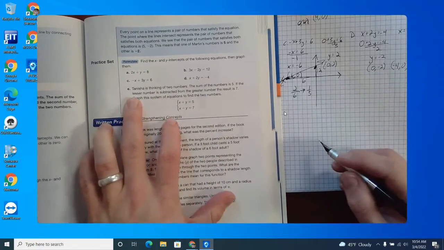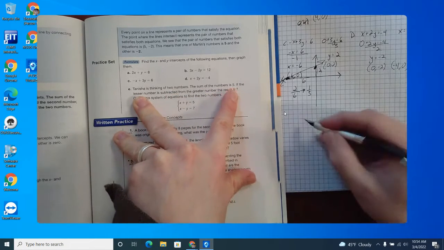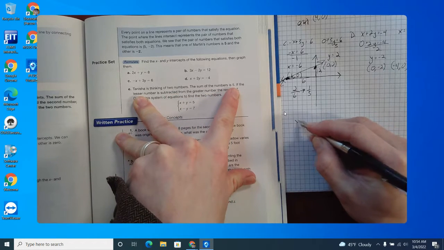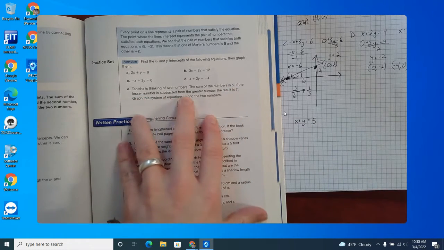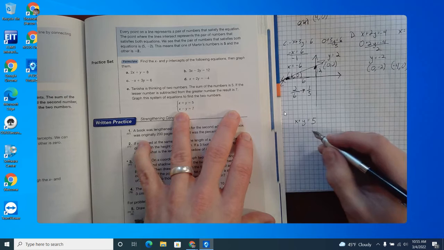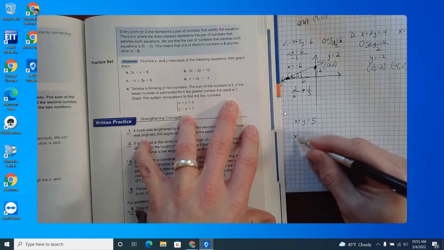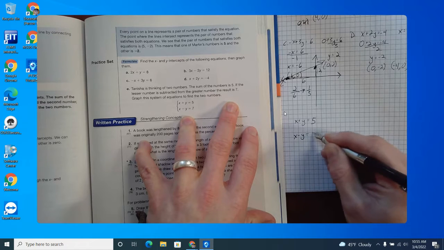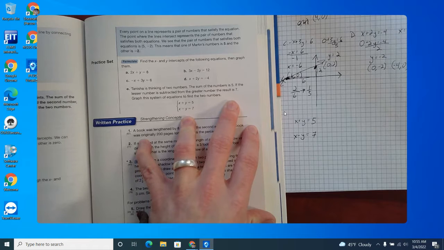D-E. Tanisha is thinking of 2 numbers. The sum of the numbers is 5. Okay, so x plus y equals 5. If the lesser number is subtracted from the greater number, the result is 7. Okay, so if I have x minus y, I get a bigger number. I get 7. Okay. Graph this system of equations to find the 2 numbers.